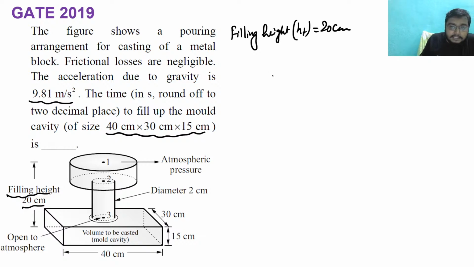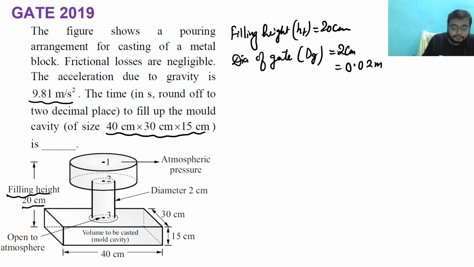Now we can see here the diameter of the gate is given as 2 centimeter. Let us assume the diameter of the gate, dg, to be 2 centimeter, that is 0.02 meter. So now the diameter of the gate is given, and the filling height is given.